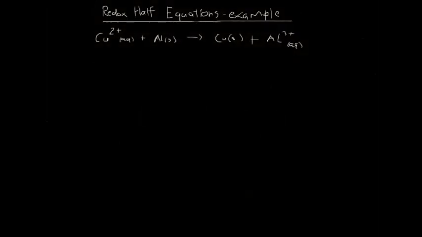So what we're going to do now is have a look at a redox half equation example. We've got an equation here where we've got a copper ion and some solid aluminium metal reacting to produce solid copper metal and an aluminium ion. We could look at this and balance it pretty easily just by looking at the charge, making sure the same charge is on either side. But what we're going to do instead is use redox half equations to balance it.